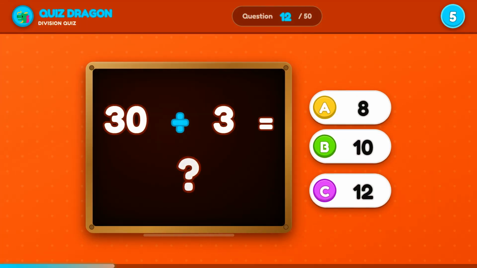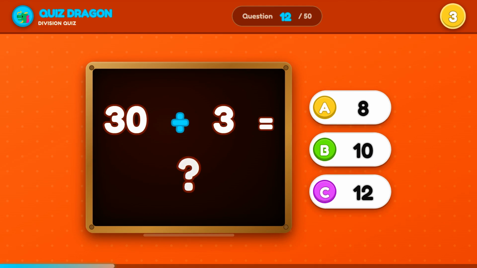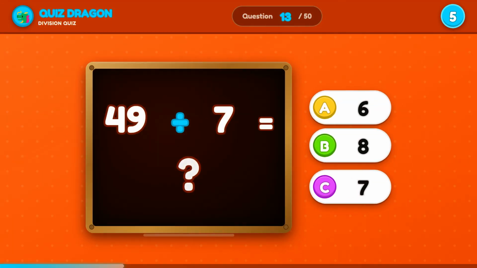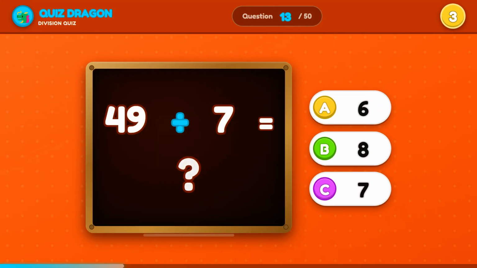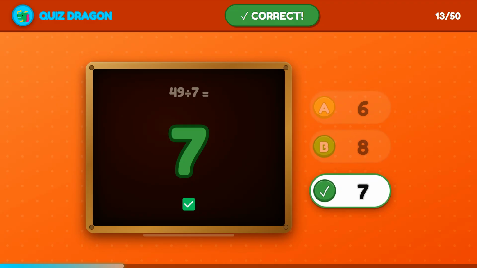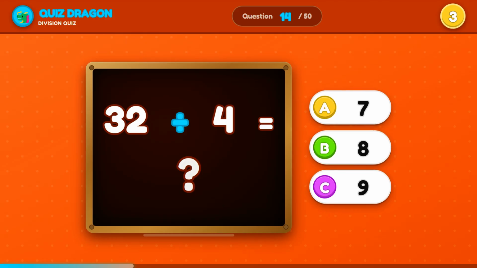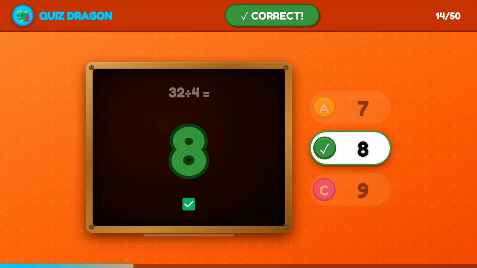Question 12. What is 30 divided by 3? The correct answer is B, 10. Question 13. What is 49 divided by 7? The correct answer is C, 7. Question 14. What is 32 divided by 4? The correct answer is B, 8.